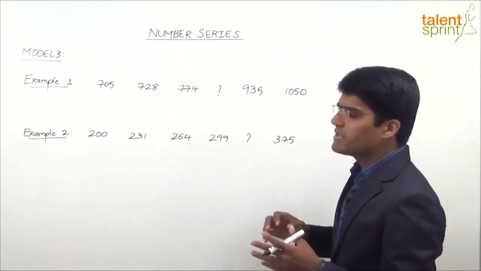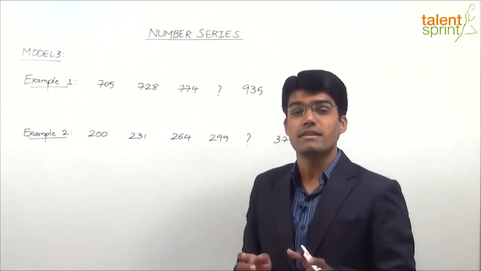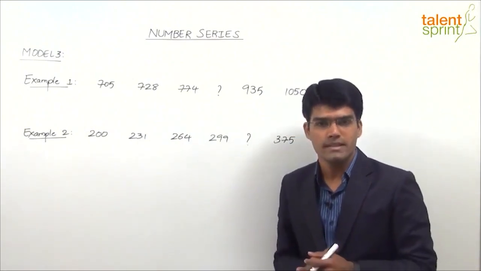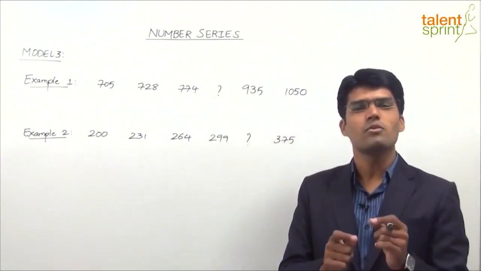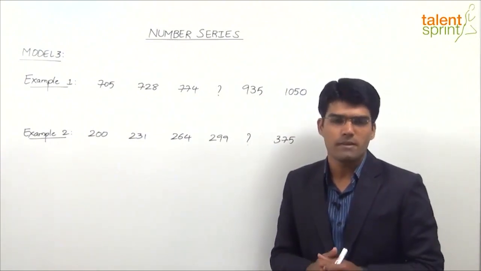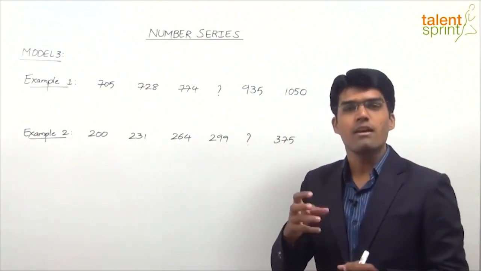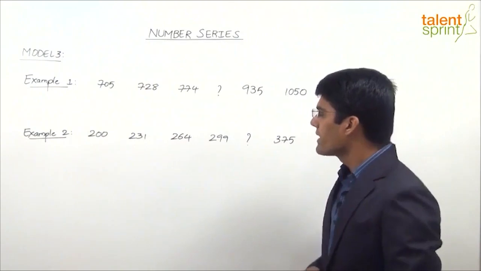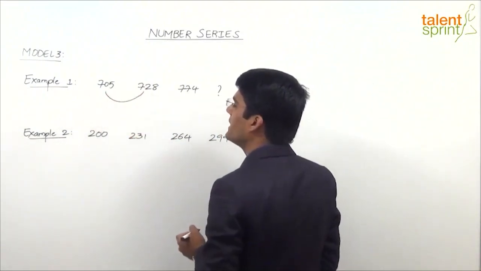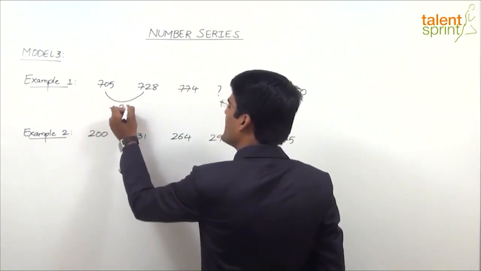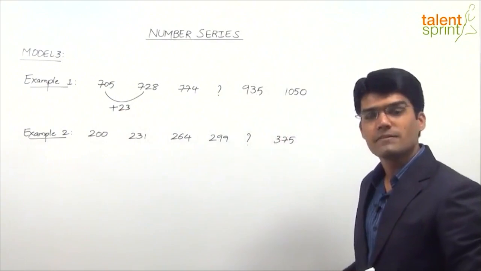Now, as you can see here, generally to solve questions from number series, we first of all need to concentrate on the difference between two consecutive terms. Most of the time, by understanding the difference, we will be able to identify the logic between the different terms. So let's take up the difference between these terms and understand what is the probable logic. For example, if we take the first two terms, 705 and 728, we find that this is plus 23. That means 705 plus 23 gives 728.